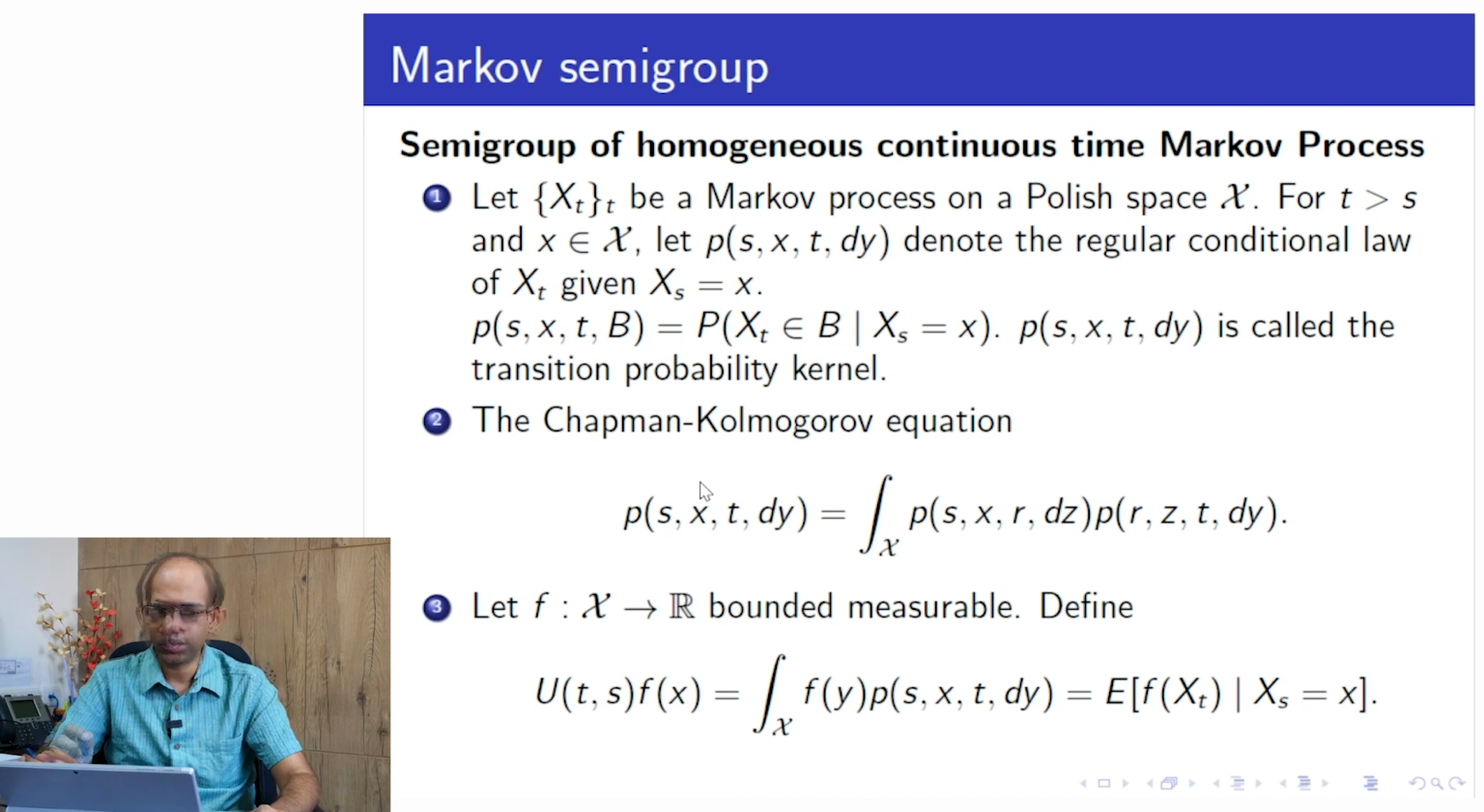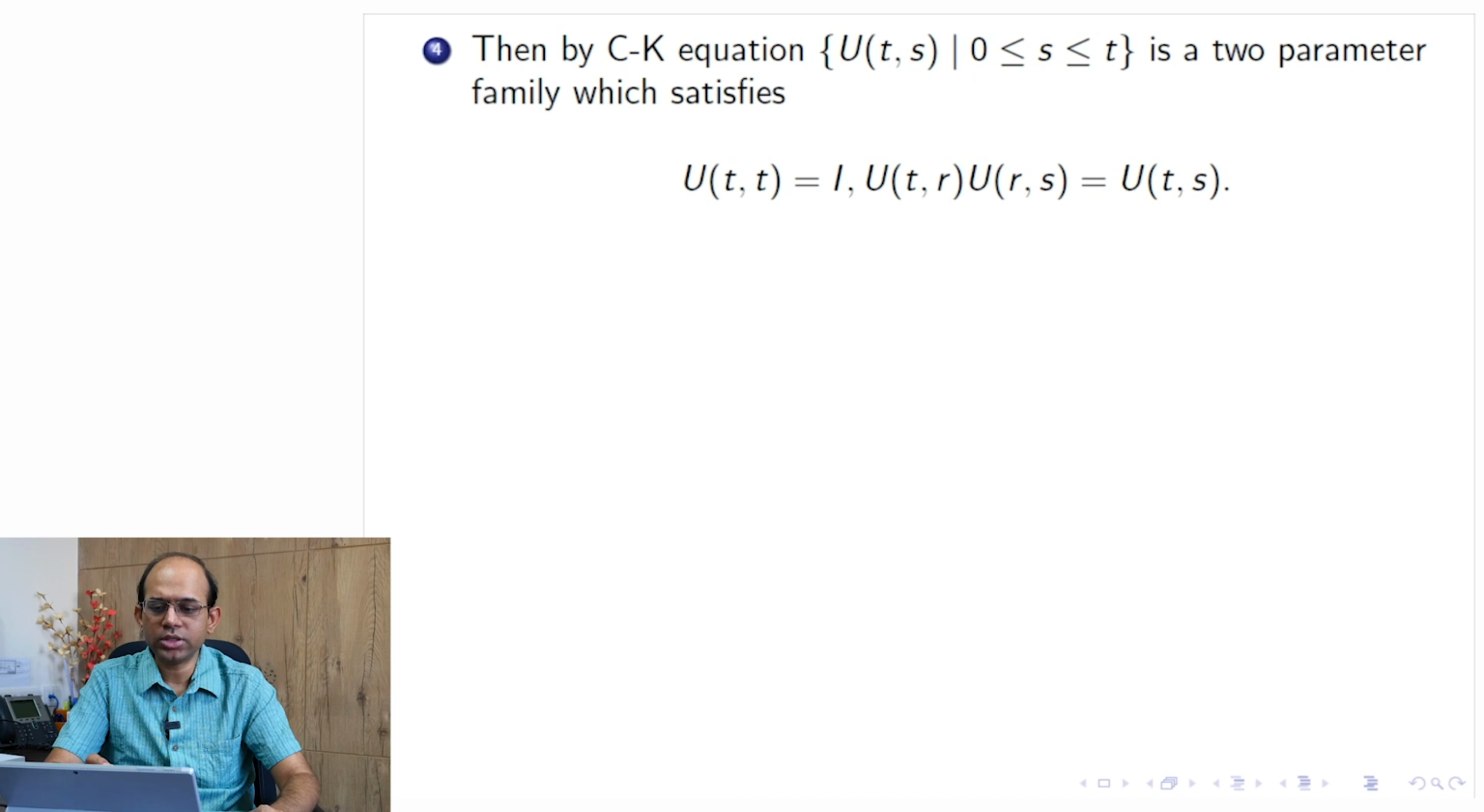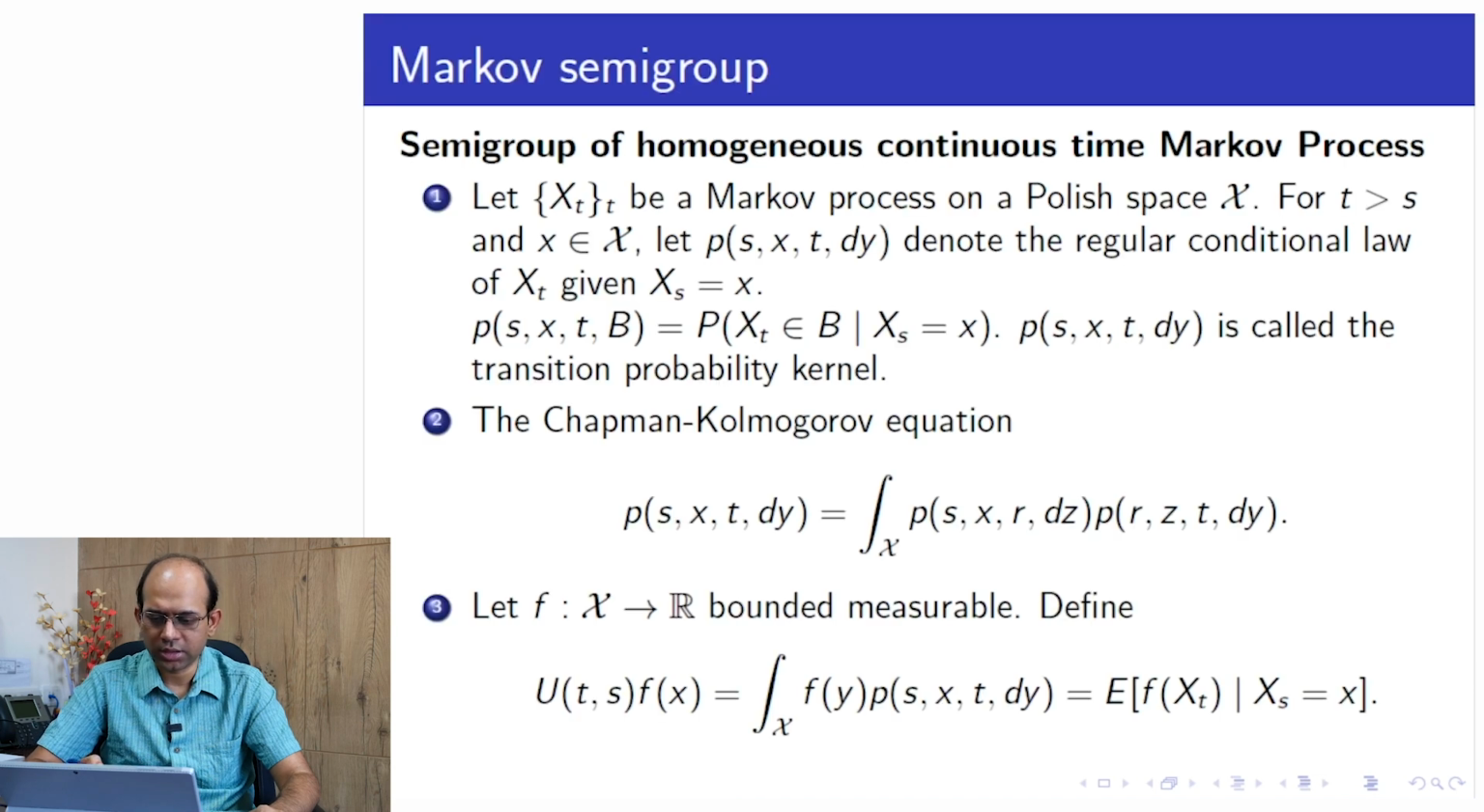So we get U_{t,t} is equal to identity. Why? Because at time t, if the information is given, so if you take X_t equal to small x, then the expectation of f of X_t is f of x, because X_t is given. There is no randomness here. So f of X_t given X_t equal to x is f of x. Correct? So this whole thing is just f. That means this operator is the identity operator. So U_{t,t}f is f itself.